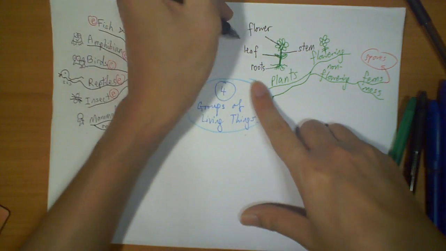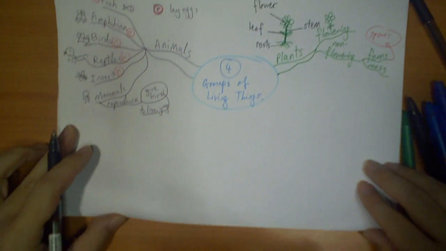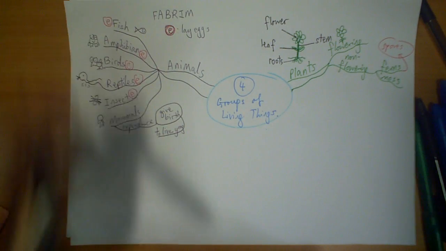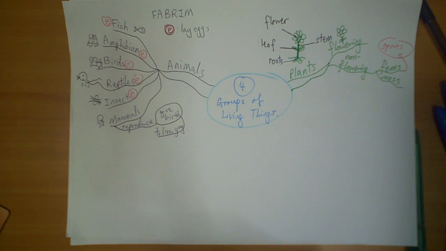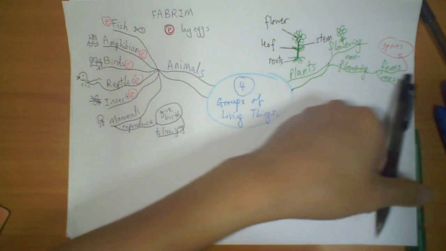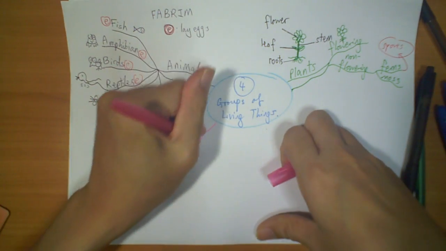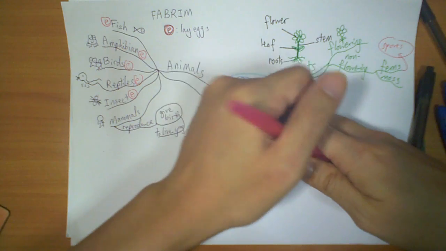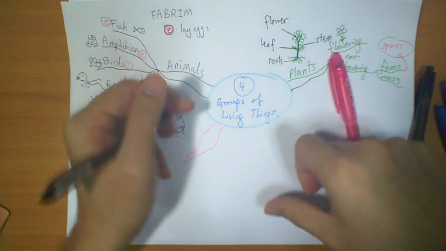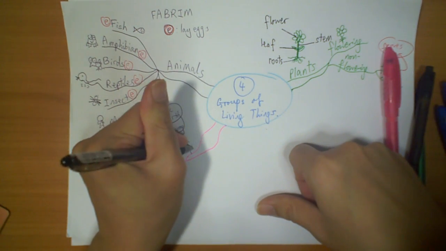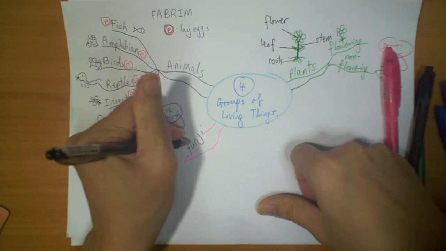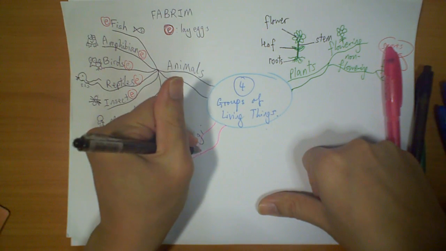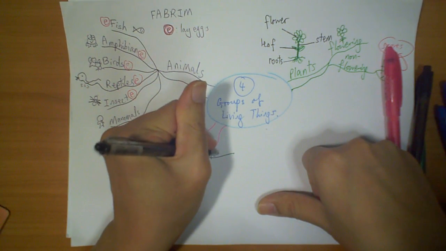We should know. Alright, now let's move on to the next major group of living things, which will be the fungi. Okay, maybe I will change to pink color. Fungi. No, it's not very visible, so probably I change to black. Fungi. Fungi is a plural. The singular is called fungus.